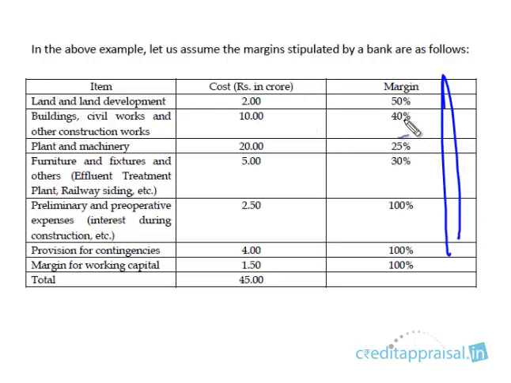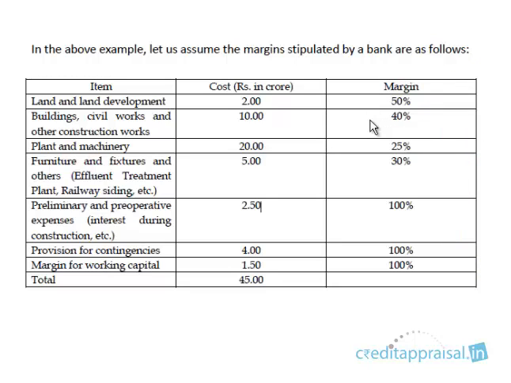Right, for land the bank is saying you bring in 50%, we will sanction 50%. Whereas for civil works it is saying we will sanction up to 60%. This is the margin. 40% is the margin and we will sanction up to 60%. For land we will sanction only 50%. Then for machinery we will sanction even up to 75%. Okay. Then furniture, 70% we will sanction. Preliminary pre-operative expenses, contingencies, margin, we won't sanction anything. You bring in your entire margin. So item by item, let us say this is the margin stipulated by the bank in our example.